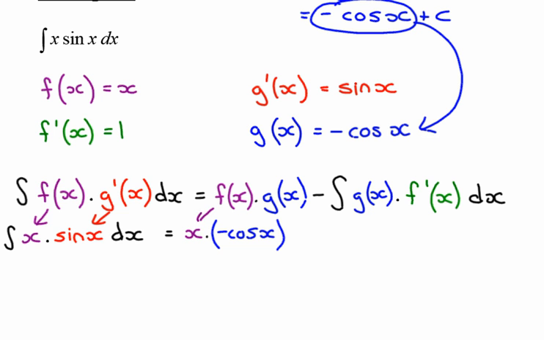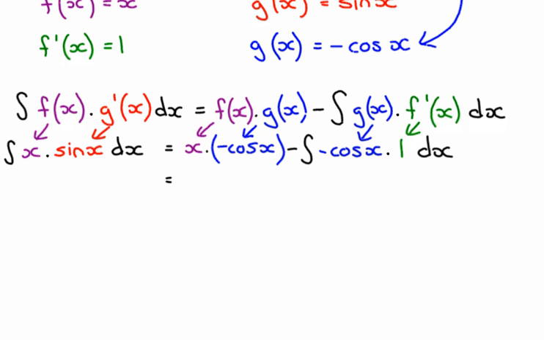So I've translated, there's my function f, there's my function g of x, minus the integral of g of x, which is negative cos x, times the derivative of f, which is just 1, with respect to x. So see how I've just subbed that in. Alright, so now at this point I can integrate, I can simplify. So let's carry on. Here I've got x times negative cos x, which is negative x cos x. Then a minus and a minus gives me a plus the integral of cos x times 1, which is cos x, with respect to x.